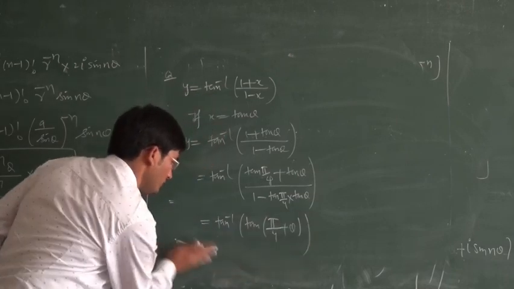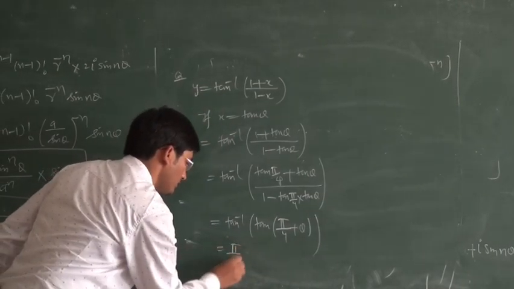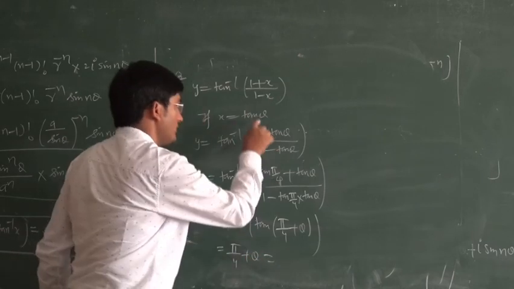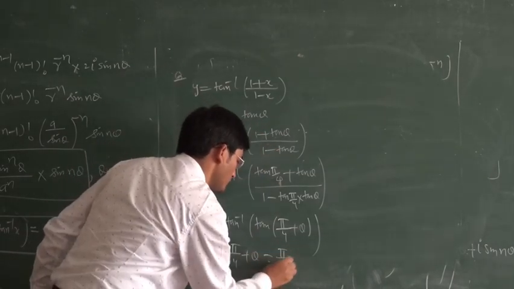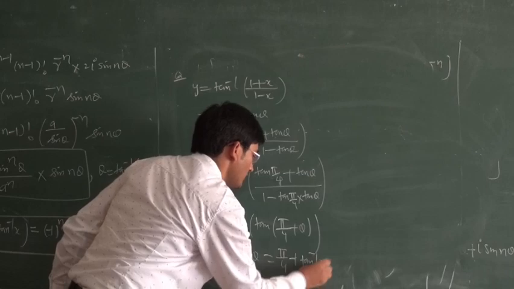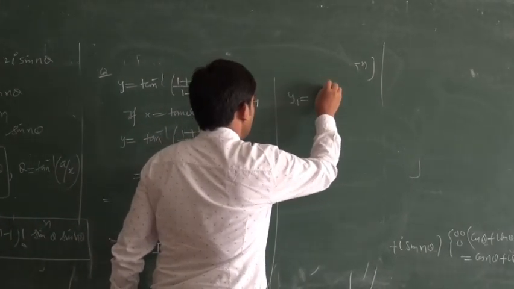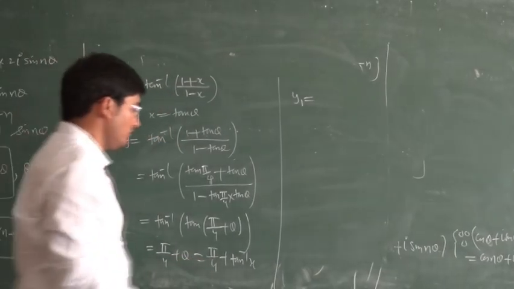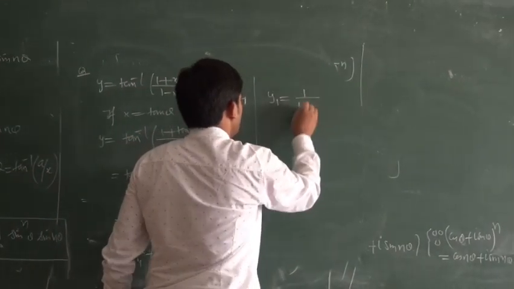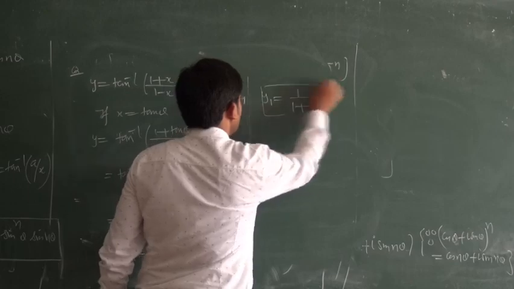So now this is equal to pi by 4 plus theta, and theta, from here, is tan inverse x. So this is pi by 4 plus tan inverse x, and after one time differentiation we will get the differentiation of pi by 4 is 0, and the differentiation of tan inverse x will be 1 upon 1 plus x square.